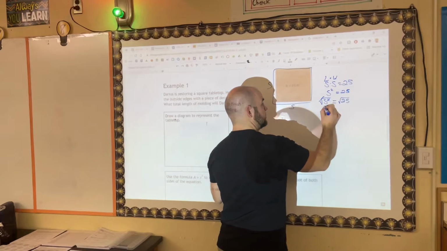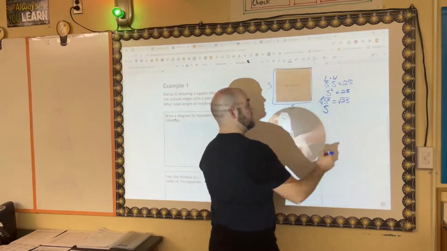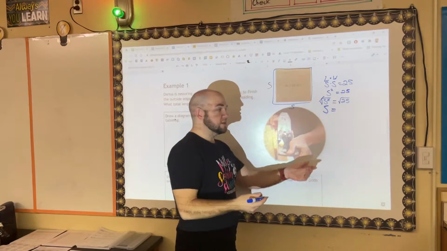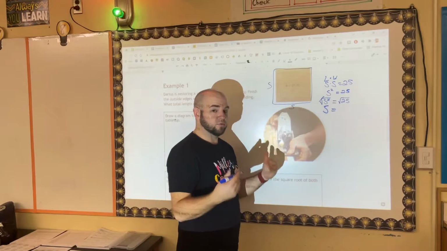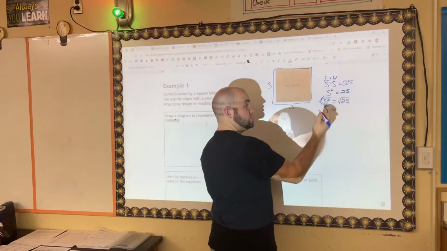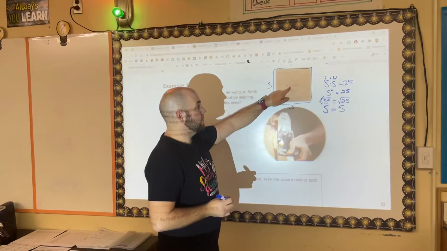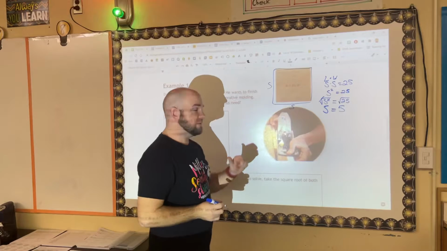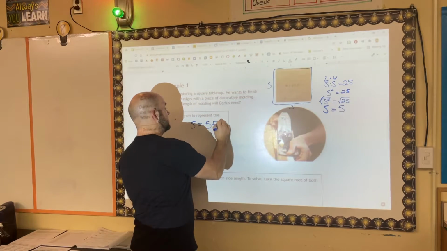So S is equal to the square root of 25, which we know 25 is a perfect square. Means that when I calculate the square root of 25, I get a nice round whole number. Square root of 25 is 5. So that means that my sides here are 5 feet. So S is equal to 5 feet.